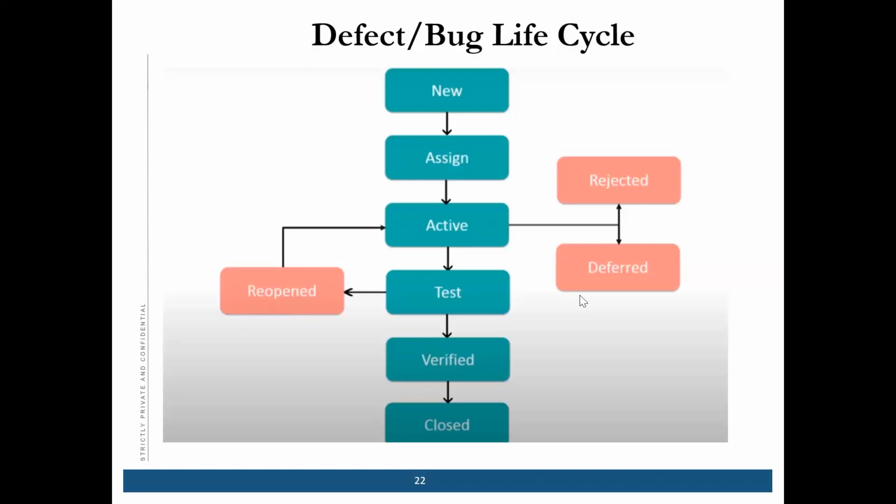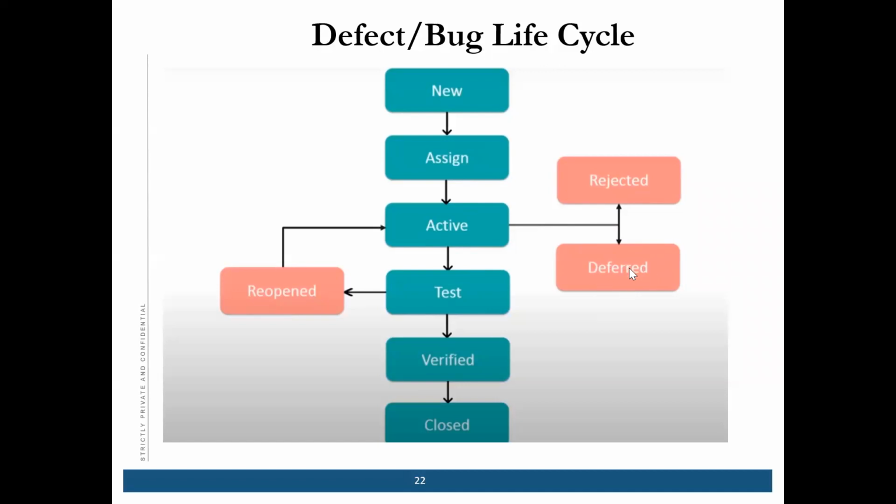Correct. So first a tester will create a new defect, and then assign it to a developer. If the developer says this defect is valid, then that defect will become active. If the developer says that defect is not valid, then it will go to the rejected state, meaning it is not a valid defect.